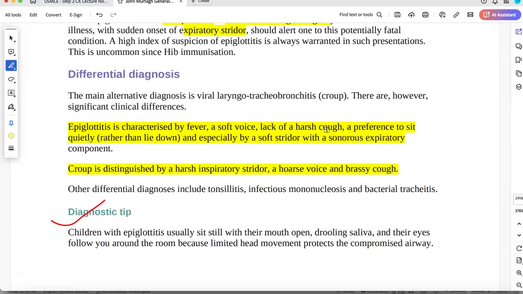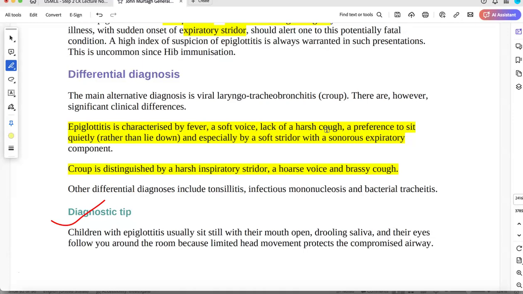But they can have, because their throat is so inflamed, they usually prefer not to move at all. So they sit quietly, leaning forward, and there is a name for that called tripod posture. They don't move their head, they just keep quiet, leaning forward, and you will see that they are having drooling of saliva.